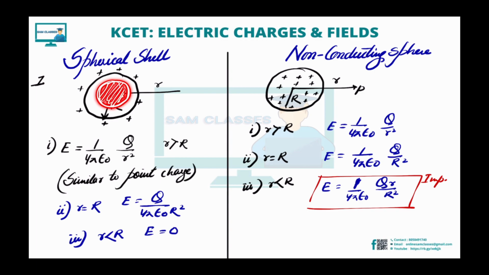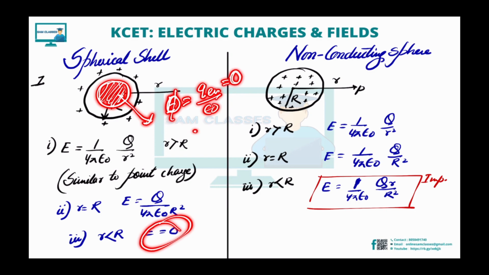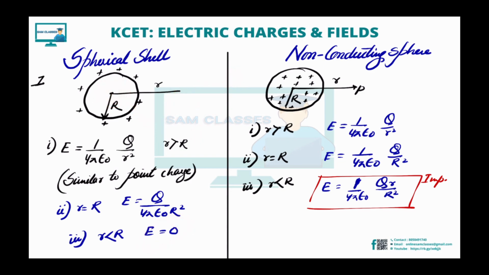Now this one is very important. When you are taking it inside, what will happen? No charge is there inside. So electric field will be what? Zero. Because electric flux will be charge enclosed by epsilon naught, so this is equal to 0. Flux is equal to E dot dA, correct. So electric field will also be 0 because no charge is contained inside.